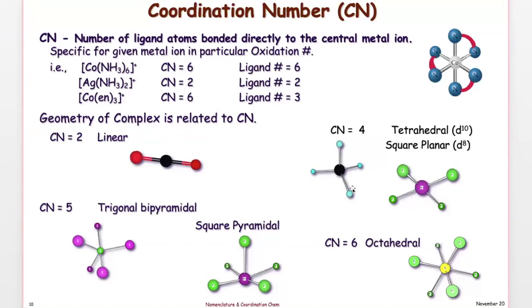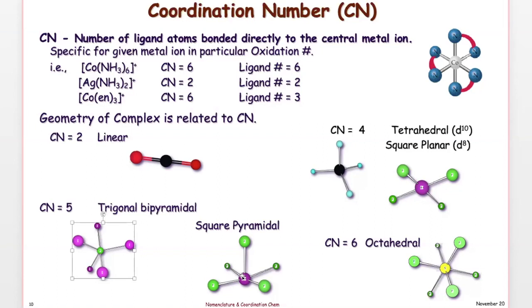This right here is either tetrahedral or square planar. Notice that there are 4 ligands attached to the metal. So we say there's a coordination number of 4 because there are 4 bonds coming out of the metal, and a ligand number of 4 because there are 4 unique ligands here. This one would have a coordination number of 2 and a ligand number of 2. This right here is trigonal bipyramidal. It has a coordination number of 5 because there are 5 bonds coming out of that metal, and a ligand number of 5 because there are 5 ligands.